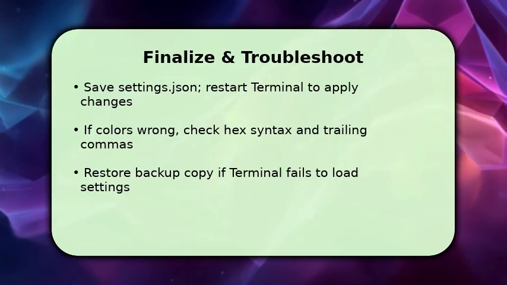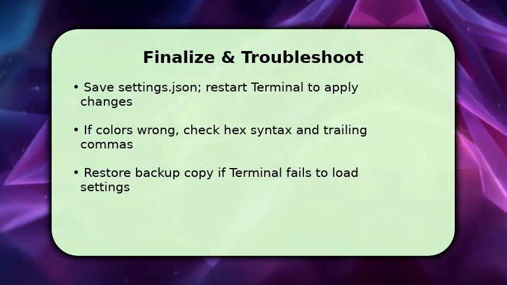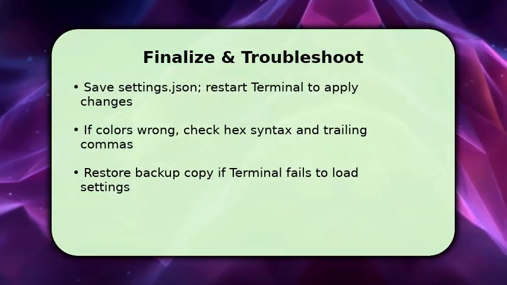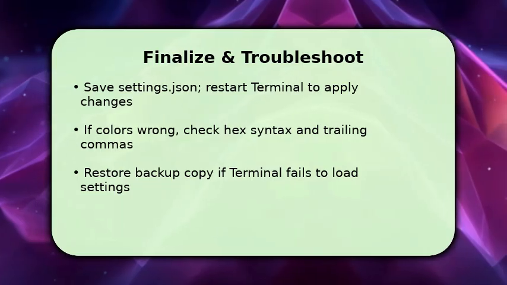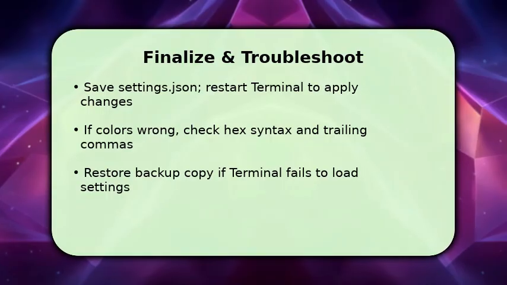If colors look off or Terminal throws an error, check for JSON syntax issues like trailing commas or mismatched braces. Those are the usual culprits. If things still fail, replace the edited file with your backup copy and reopen Terminal to restore a working configuration.